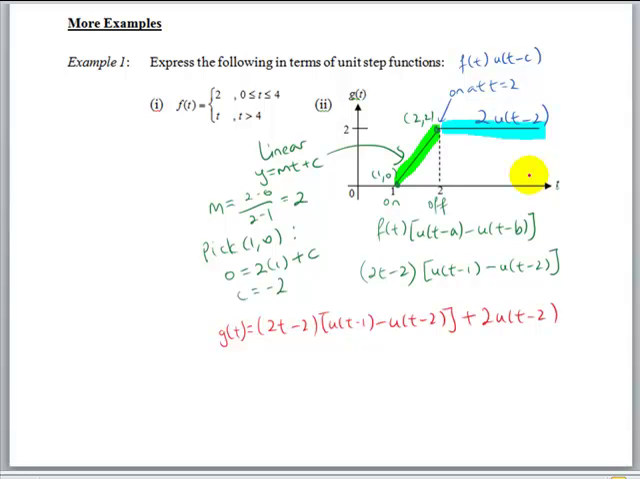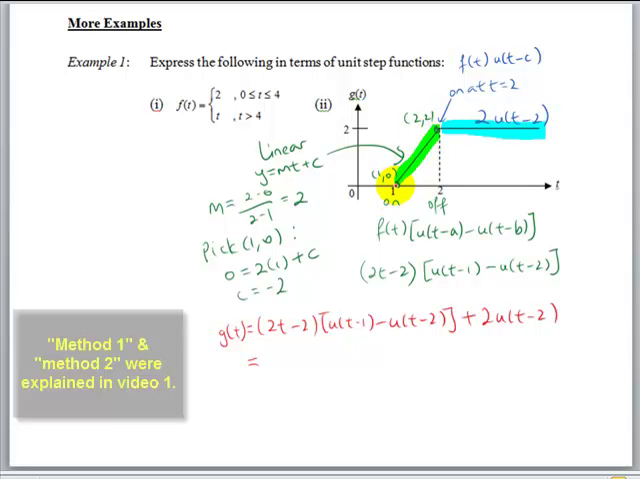Now this could be a bit cumbersome, so I'm going to look at method 2. In method 2, I can see this green color is switched on at 1. So let me write that down. The green color function is 2t minus 2, which I switch on at 1. Subsequently, at time equals 2, I have to switch off the green and switch on the blue. So switch on the blue, positive 2, switch off the green, and all this happens at time equals 2.